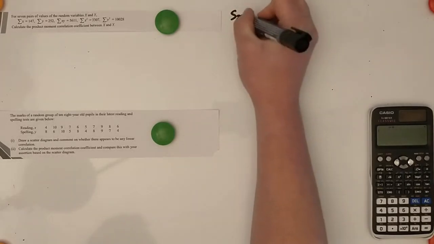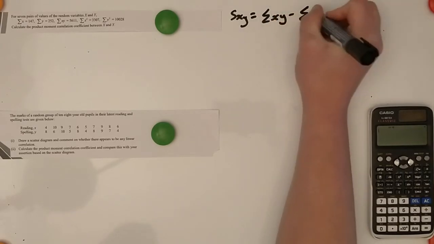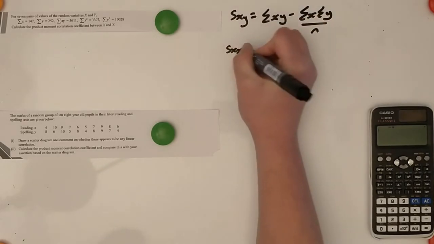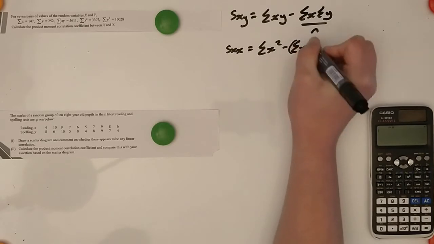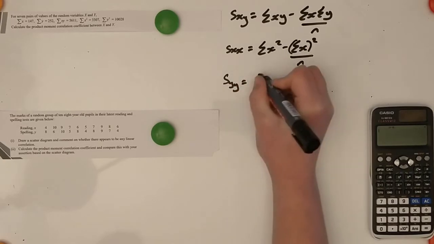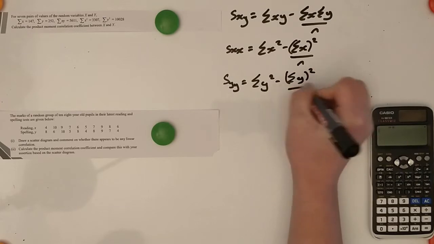So the first one, we're given the summary stats, which is quite common because that means you can't directly get R from your calculator. So we just need to work out each section of the formula. SXY is sum of XY minus sum of X times sum of Y over n. SXX is sum of X squared minus the sum of X all squared over n. And SYY is the sum of Y squared minus the sum of Y all squared over n.